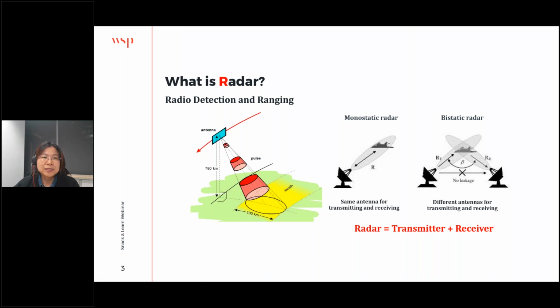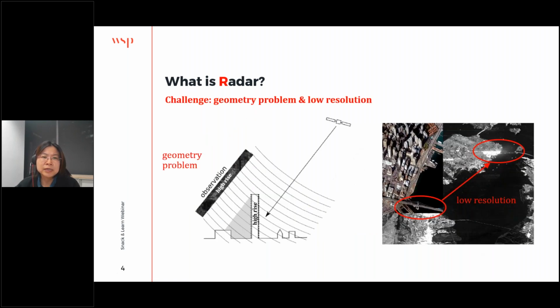So InSAR, the last letter R is actually radar. I think most of us are quite familiar with what radar is. Radar is formed from a transmitter and a receiver, and is very often used to detect and for range measurements. But the issue with radar is that we often have shadow effects, where due to geometry problems, some of the buildings or objects behind high-rise buildings get blocked. So we call it shadow effects.